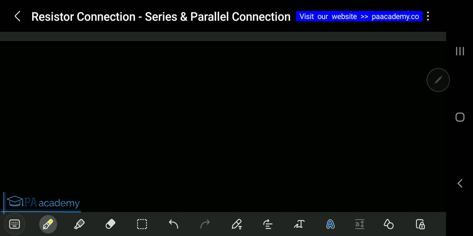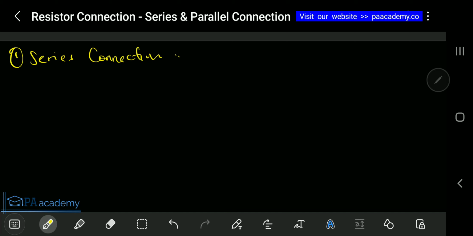So you can have it as the series connection or resistors connected in series. By definition, resistors are connected in series when they are connected end to end. So let me write it down. It says the resistors are connected in series when the terminals are connected end to end. So now let's put this in a diagram and show you what it looks like.